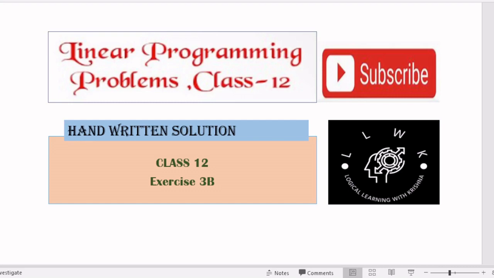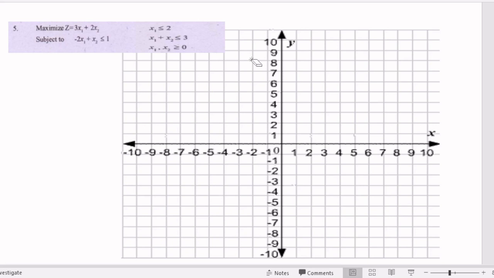Welcome, my student. This session we will be solving question number 5 of this exercise 3B. In the last session, we finished question number 4, so we'll move to question number 5. Let's see, this is question number 5.